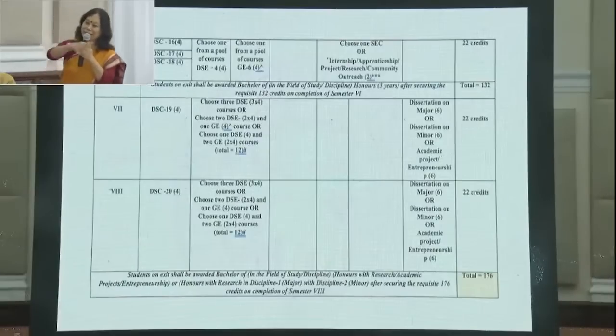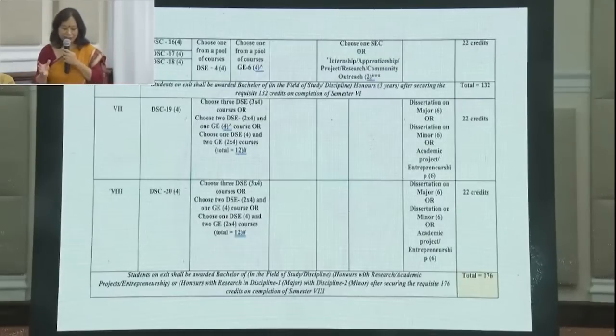But in case he has studied it in the sixth semester, it makes things very simple because he already has a grounding. And now what he has to do is whatever he has learned in research methodology, he has to start implementing, experimenting. So that's why we have research methodology as a DSE in semester 6 and 7.